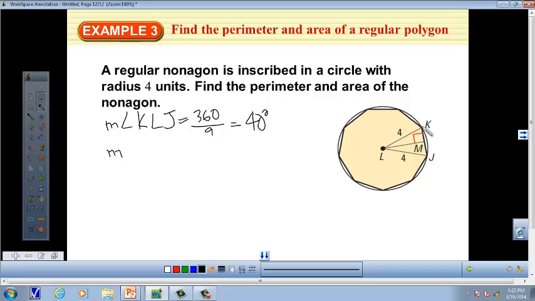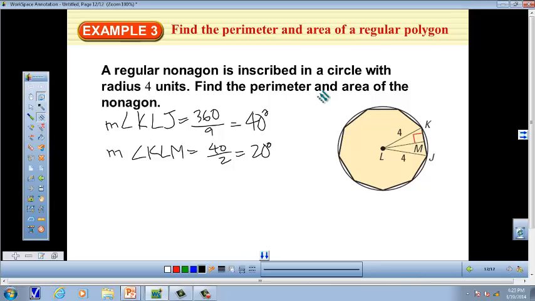We also want to know what angle KLM is. And KLM, if you remember, LM is the apothem and it's an angle bisector. It's also a perpendicular bisector. So since it's an angle bisector, we know that KLM is going to be half of that big angle. So that ends up being 20. So right now, if I was to draw the triangle, I'm going to draw it in this corner here.